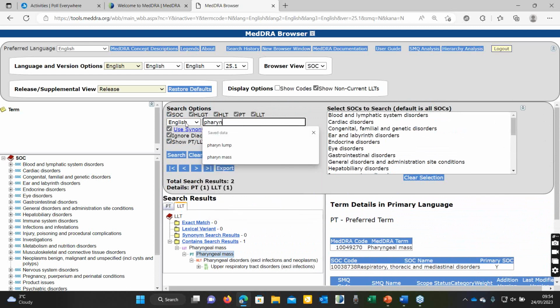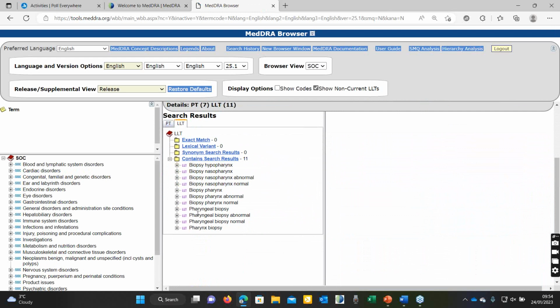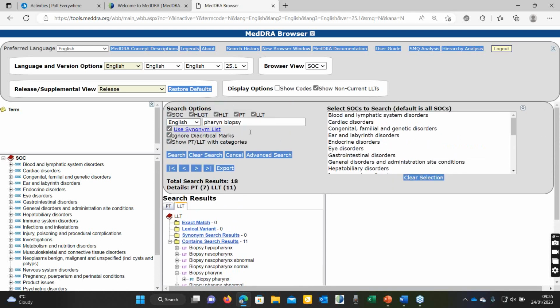So let's try with pharyngeal biopsy. Let's try to see if I can find one. Some of you suggested there was a term. So there it is, biopsy pharynx or pharyngeal biopsy. Either of these have got the biopsy pharynx as the PT. So that would be capturing the most specifically the biopsy of the pharynx. I know we're biopsying the lump, but I'm happy with that.